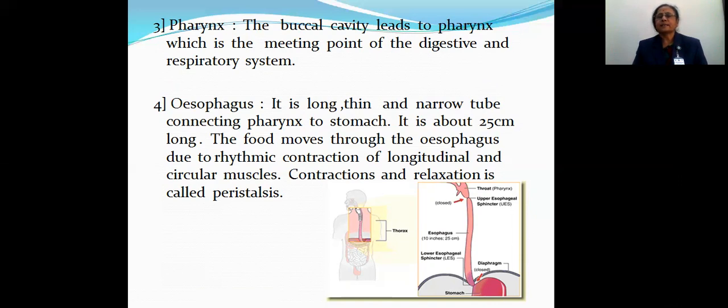What is peristalsis movement? Why does this peristalsis movement take place? Due to rhythmic contraction and relaxation of longitudinal and circular muscles. This means the wall of the esophagus is made up of longitudinal and circular muscles, and due to this the food moves in the forward direction.